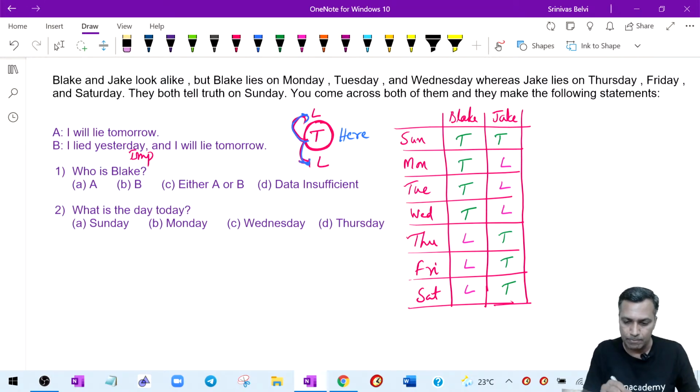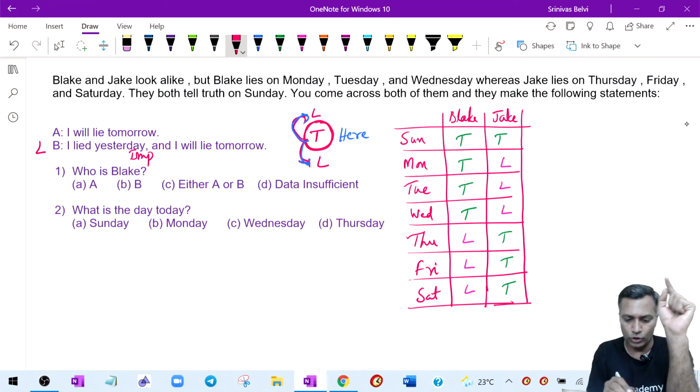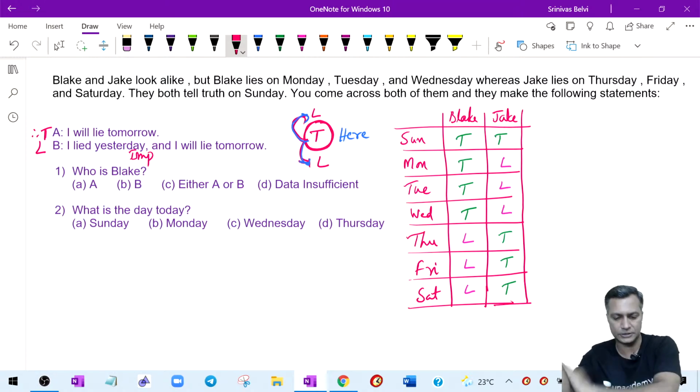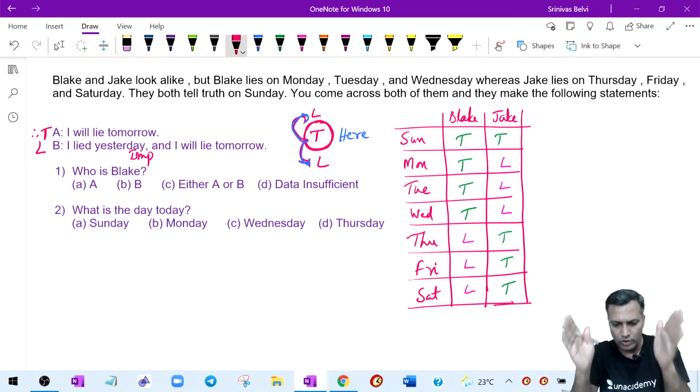And hence you say that B is telling the lie. Whoever is this character called B, B is telling the lie. Therefore, A is speaking the truth. Are you with me? Clear about this? B is telling lie and A is telling truth. Is this clear so far? The moment I read this question, I understand that whoever is this character called B, B is telling the lie and A is telling the truth.